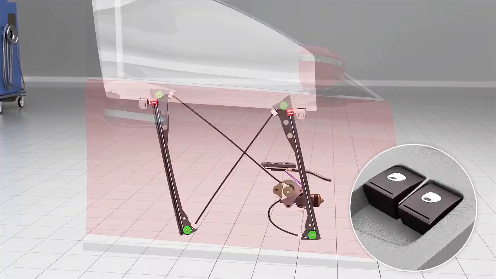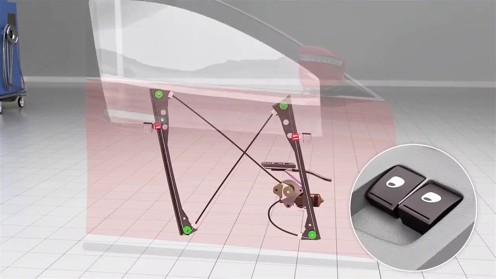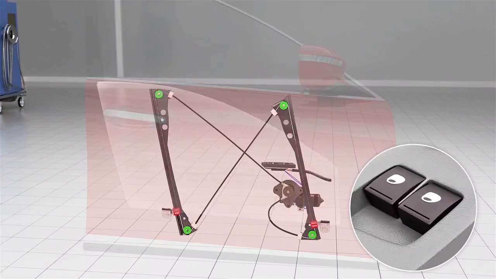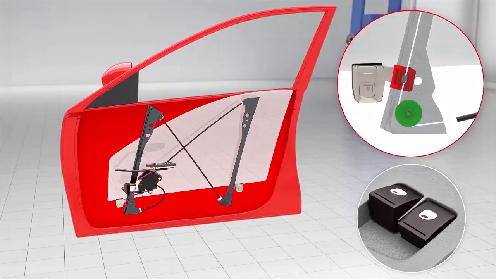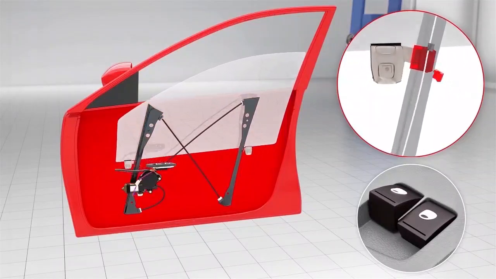Reversing the polarity on the window motor changes the direction that the motor turns. Typical failures of the window regulator include broken clips, pulleys, and cables.